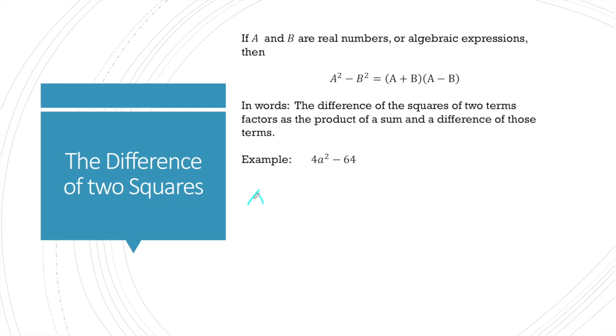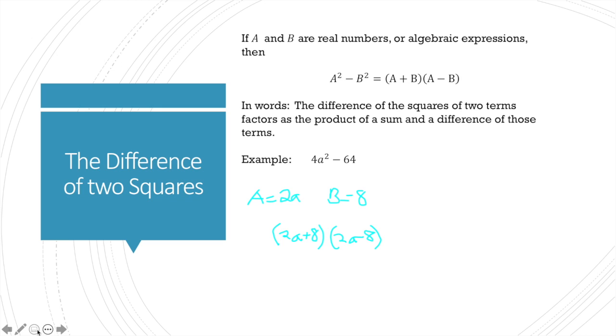What's A in this case? What would I square or multiply by itself twice to get 4a squared? Well, 4 is a perfect square, right? 4 is 2 squared, and a squared is just going to be a. So in this case, my A is 2a, but then what's my B? I've got 64. That is going to be 8 squared, so my B is going to be 8. I can rewrite this as 2a plus 8 times 2a minus 8.